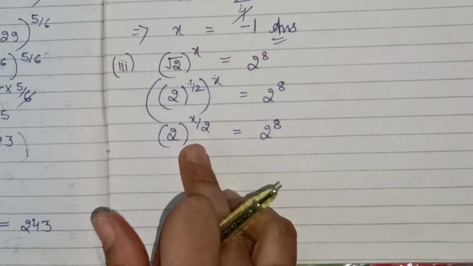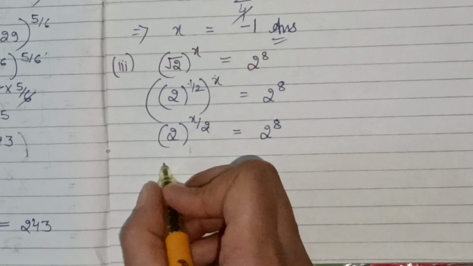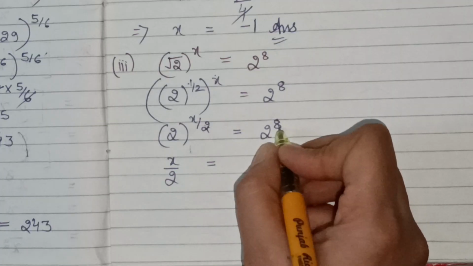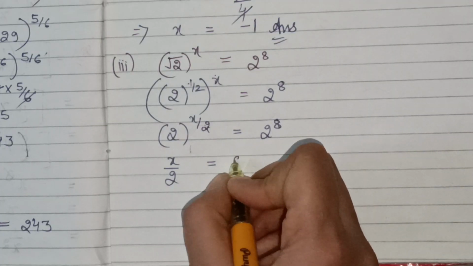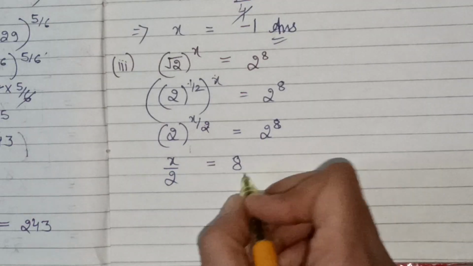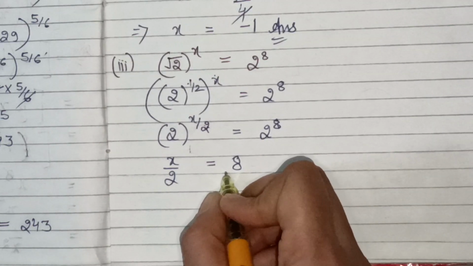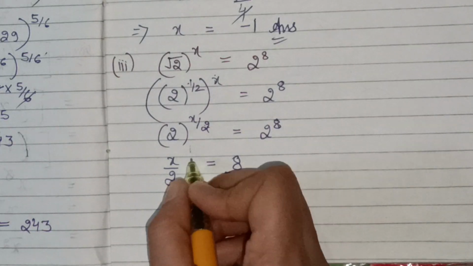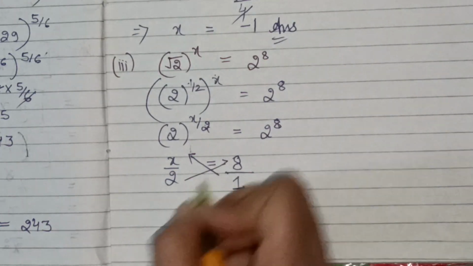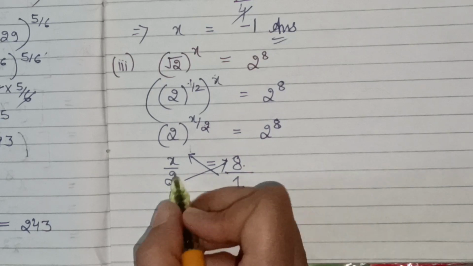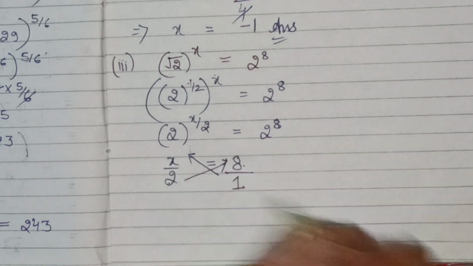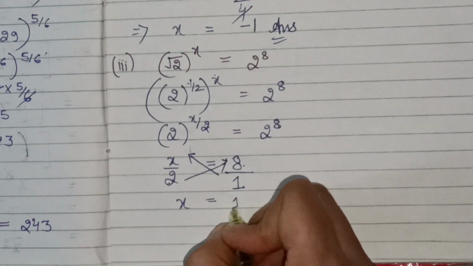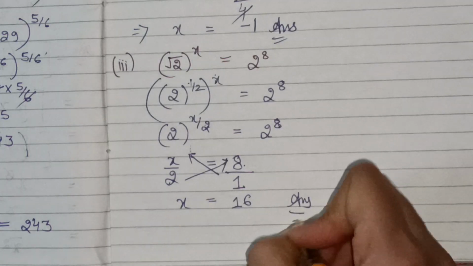On comparing the exponents, I write here x upon 2, and from here 8 is the exponent. I write it as 8 upon 1, as there is nothing in the denominator. Now I can cross multiply: 2 multiplied by 8 and 1 multiplied by x. So 1 multiplied by x is equal to x and 2 multiplied by 8 is equal to 16. So our answer is 16.